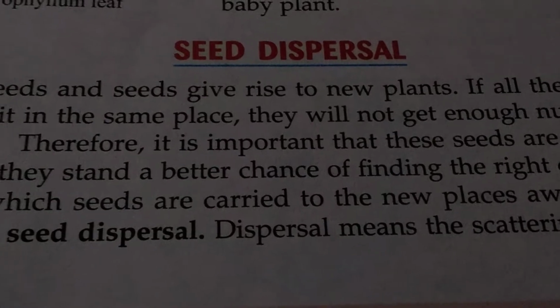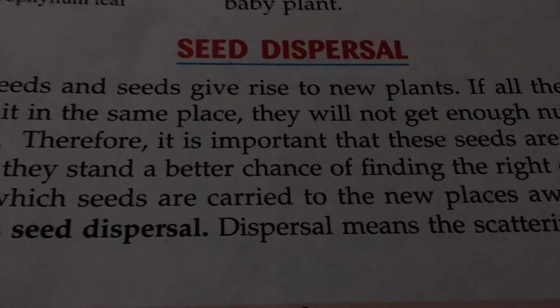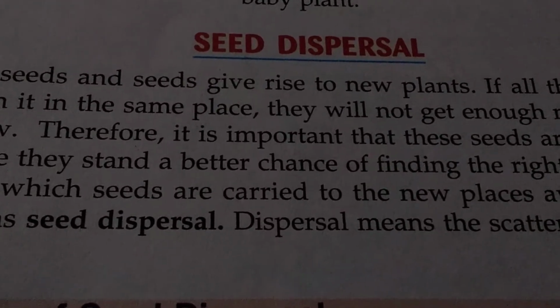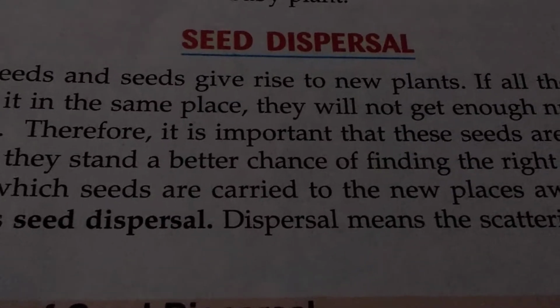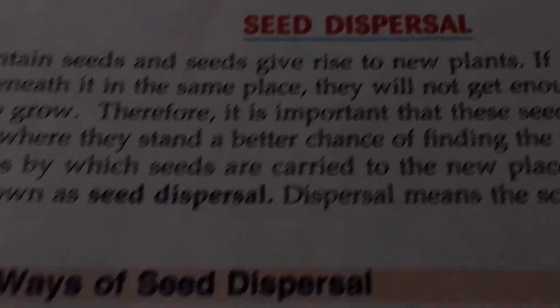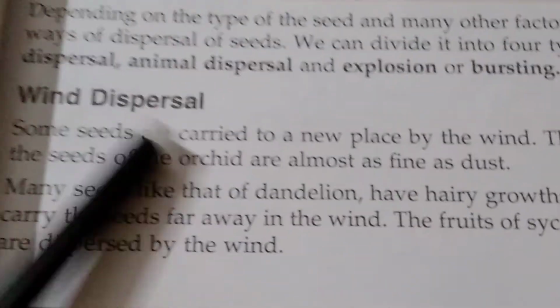If seeds do not get dispersed far away, they will grow with the parent plant and use all the nutrients and space in the soil. This will lead to the death of many of them. So, there are some different ways of seed dispersal. Firstly, I'm telling you about wind dispersal.